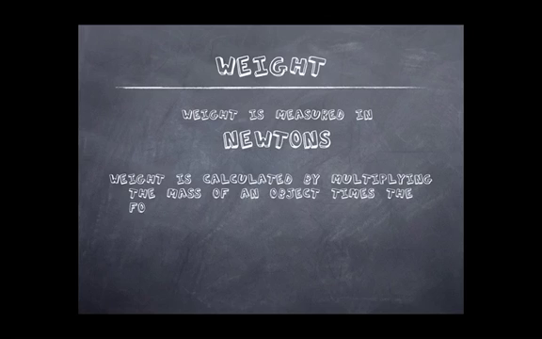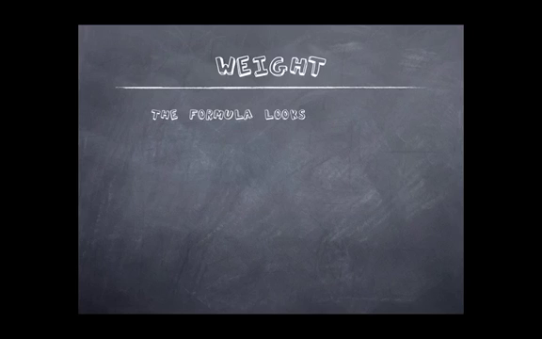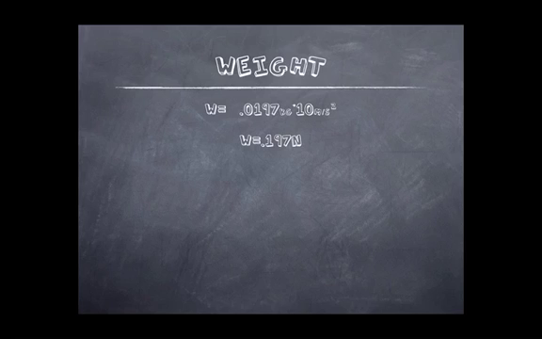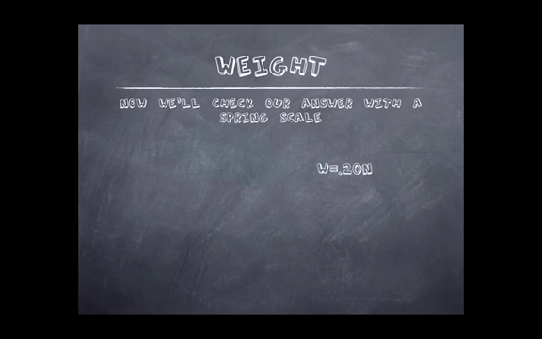Weight is calculated by multiplying the mass of an object times the force of gravity acting upon it. The formula looks like this. Weight equals mass times gravity. Let's try this out. The mass of the acrylic cube is 19.7 grams, or 0.0197 kilograms. We do our calculation and we come out with about 0.2 newtons.